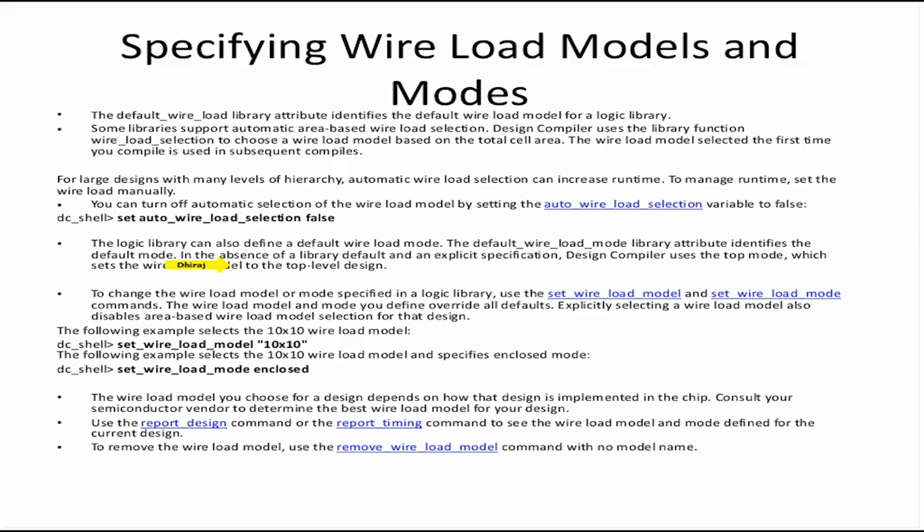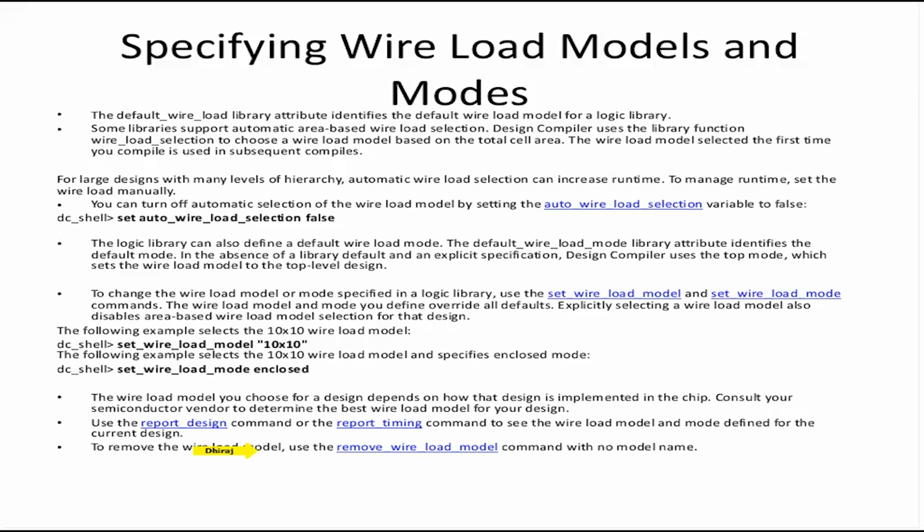So these two commands, set_wire_load_model and set_wire_load_mode, can be used to select these explicitly. You can say what wire load model to use and what wire load mode to use. The wire load model we choose for a design depends on how the design is implemented. So it is best to look at the technology library supplied by the semiconductor vendor to determine the best wire load model. The report_design and report_timing commands can be used to see what wire load model is used. We will see more of these commands later in the lecture. To remove the wire load model, we can use the command remove_wire_load_model.